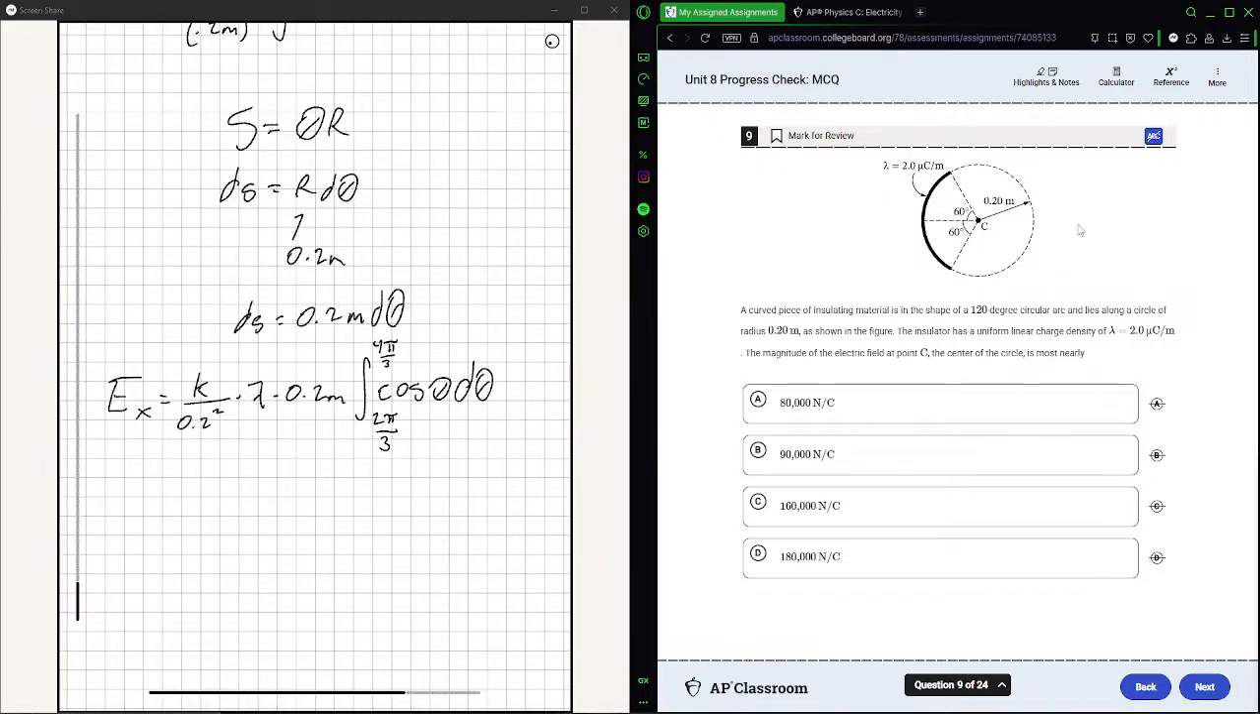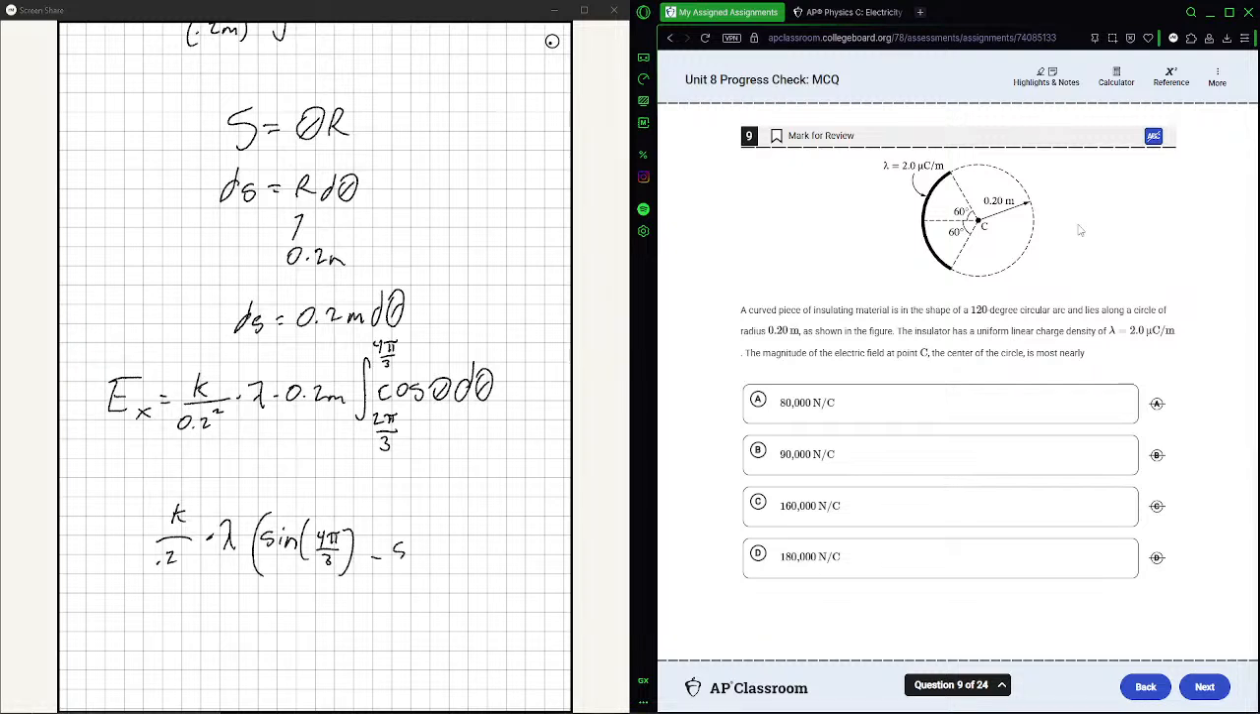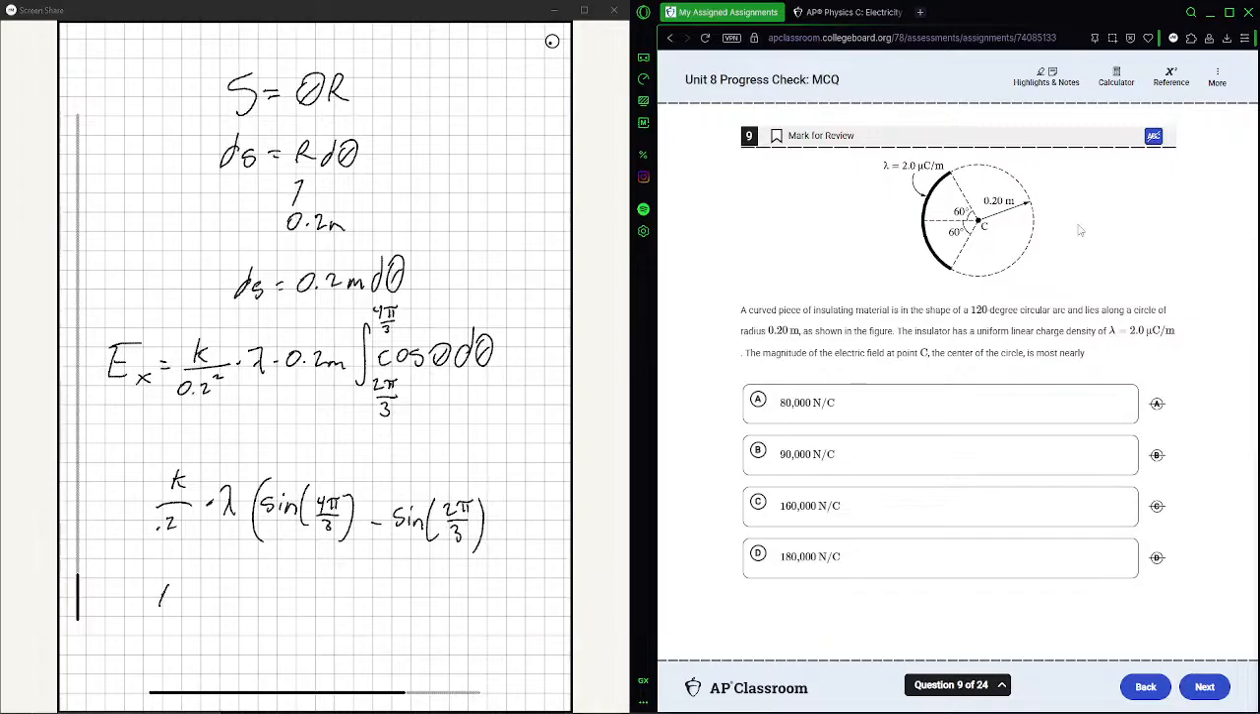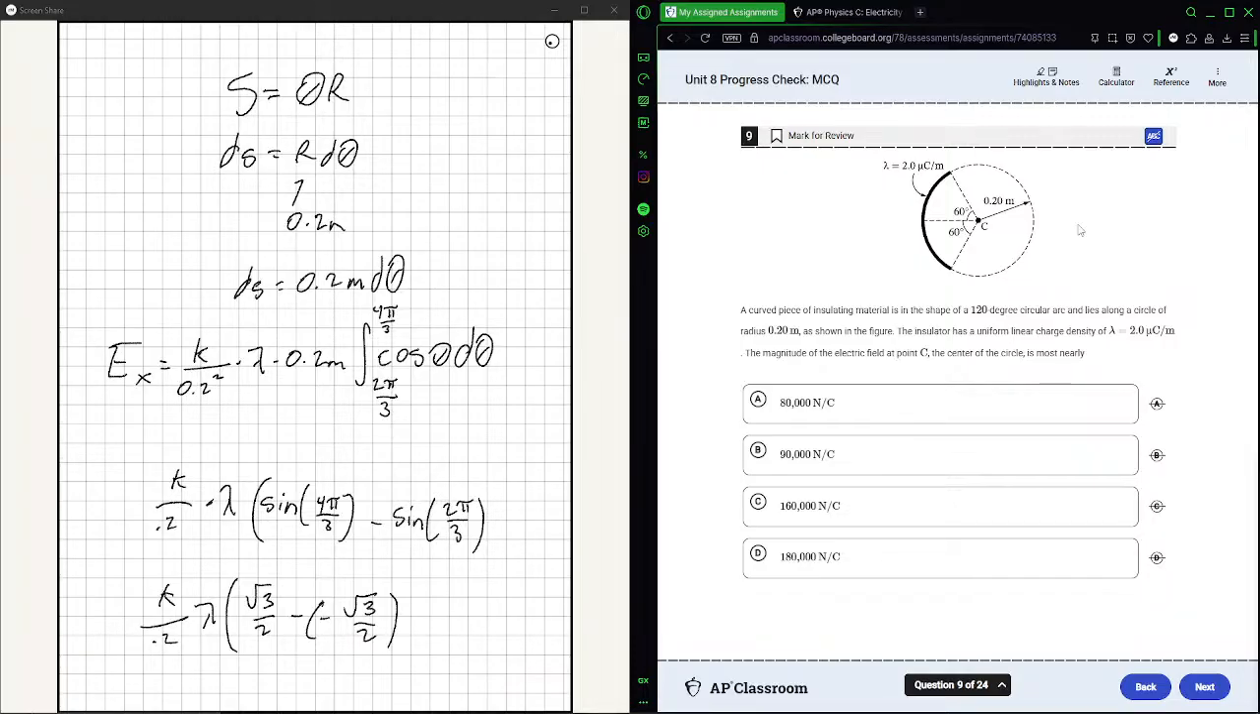So when we evaluate this, let's see if I actually did it remotely correctly. k over 0.2 times lambda. Does it give us lambda? Yeah, it does. Lambda times, so cosine becomes sine. What's sine of 4 pi over 3? Well, we can just look at it on this graph. It's going to be root 3 over 2, and the other one is going to be negative root 3 over 2. Minus root 3 over 2. Okay, so that's going to give us root 3 as that value.